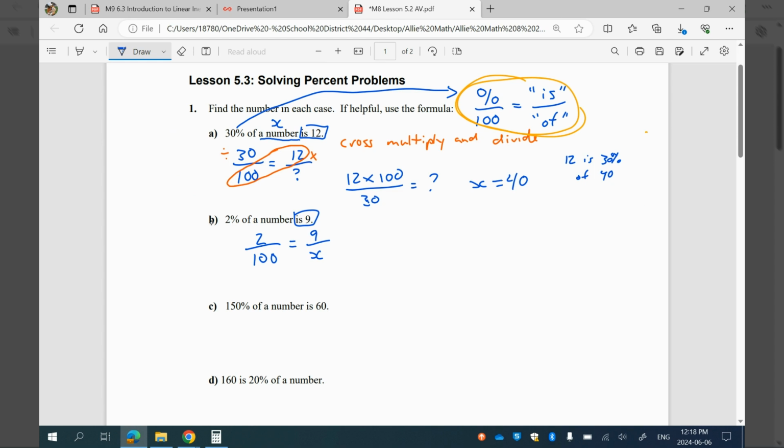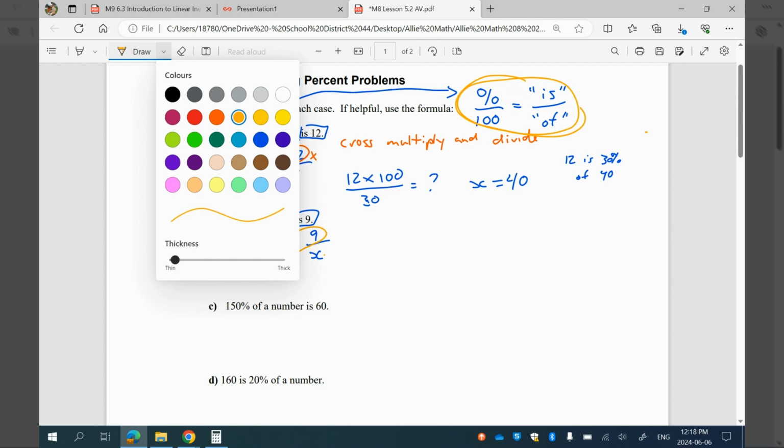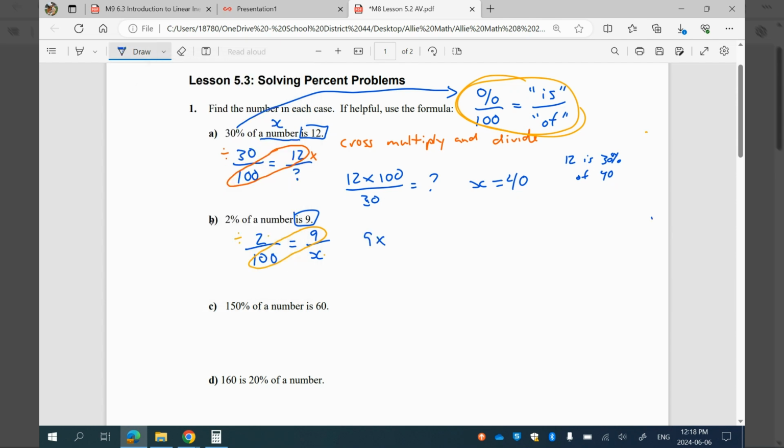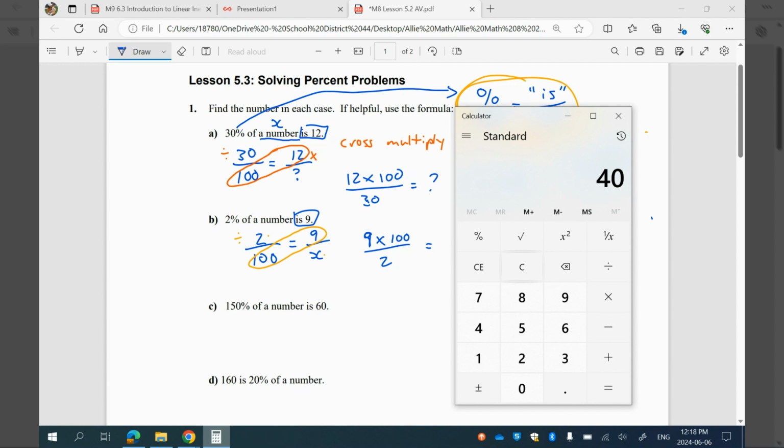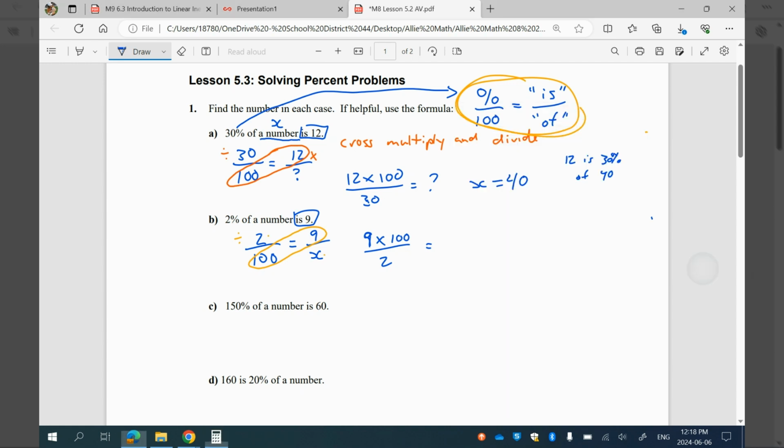And so now we're going to cross multiply and divide. So I'm going to look diagonal. I'm going to multiply the two that are both numbers. So I'm not going to multiply the 2 and the x because the x isn't a number. And I'm going to divide by this third one. So what we end up doing in our calculator is 9 times 100 divided by 2. 9 times 100 equals 900, divided by 2 equals 450.